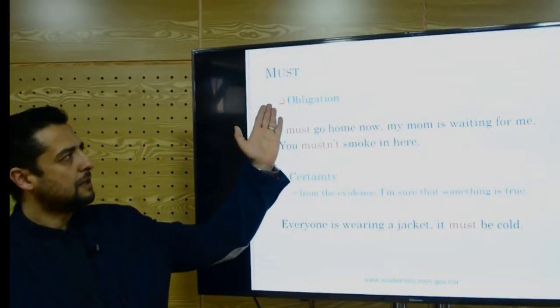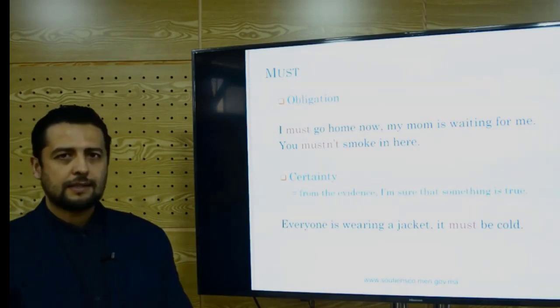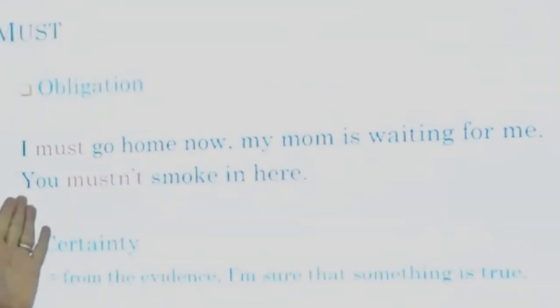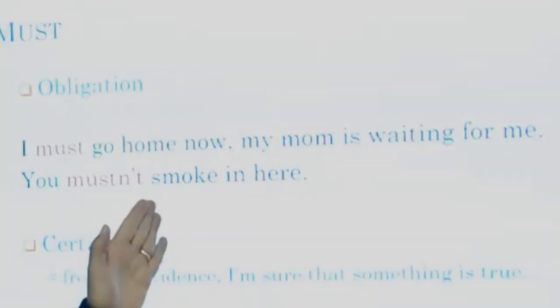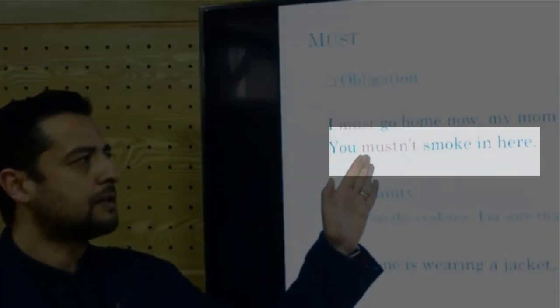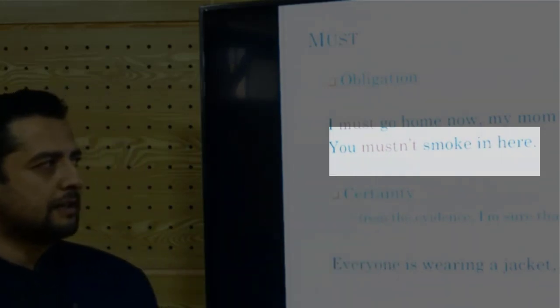Now, so must now is for obligation. Let's have a look at this example. I must go home now. My mom is waiting for me. Which means that I'm obliged to go to my house because my mother is there waiting for me. Second one, you mustn't smoke in here. Which means smoking is not allowed in this place.